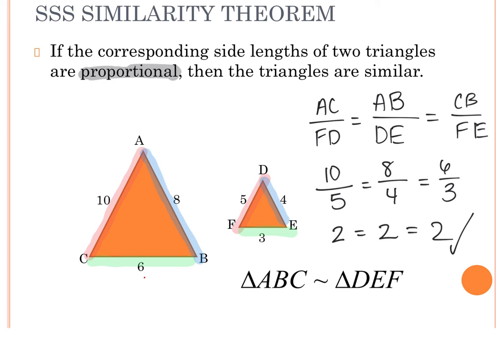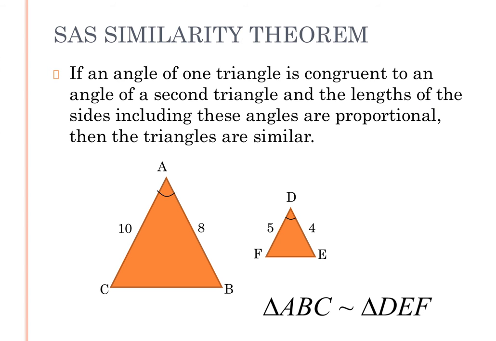So now we're saying, all right, there's a similarity theorem for triangles that says if all of the sides are proportional, then the two triangles must be similar. So a side angle side similarity theorem, okay? And it says if an angle in one triangle is congruent to an angle of a second triangle, and the lengths of the sides, including these angles, are proportional, then the triangles are similar.